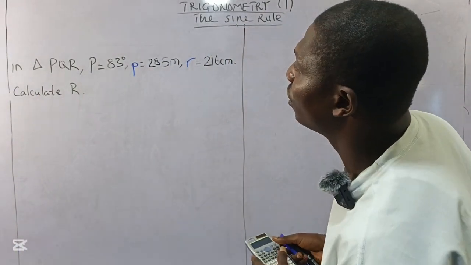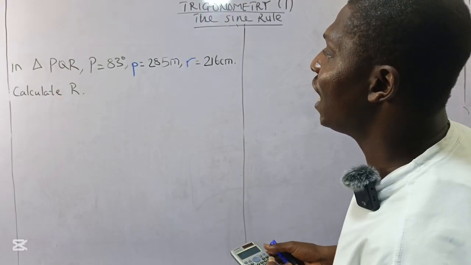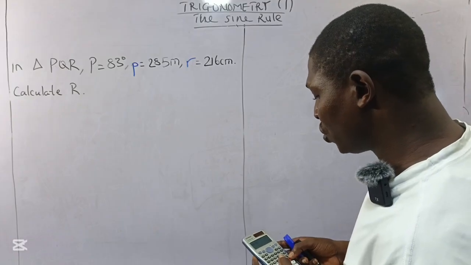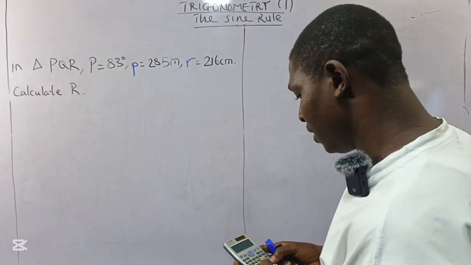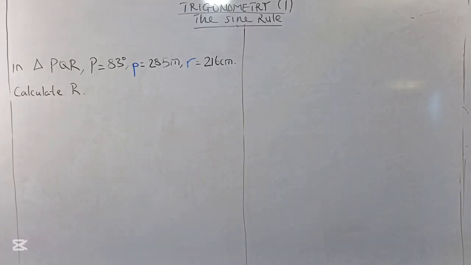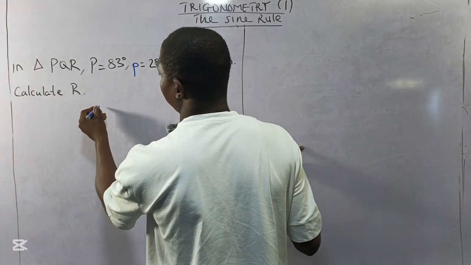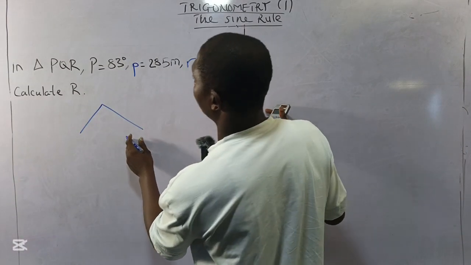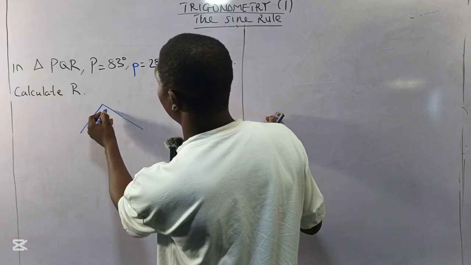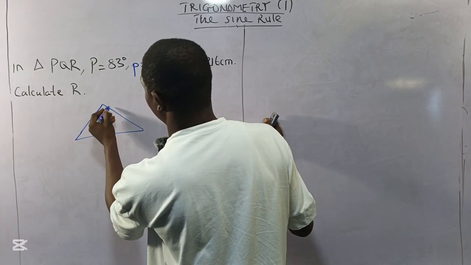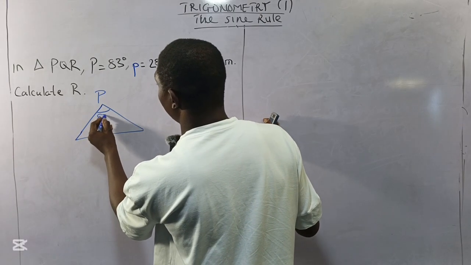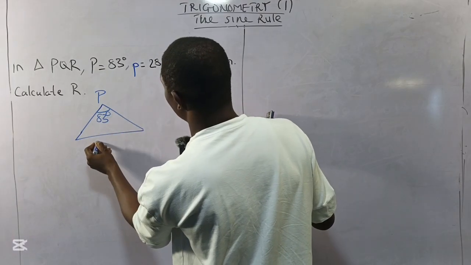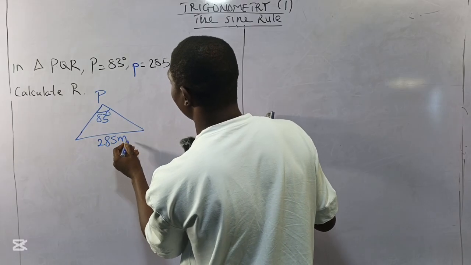the sum of angle Q and angle R will be 180 minus 83 degrees, which gives me 97 degrees. Now, let's see. Let's say we have this as P, 83 degrees, and the side facing it is small letter p, which is 285 meters.